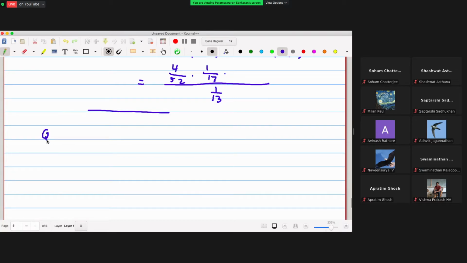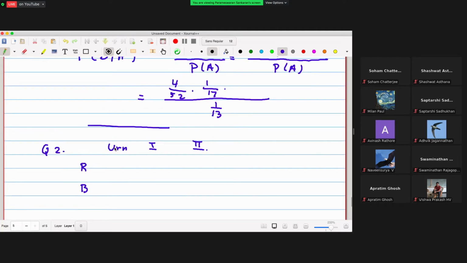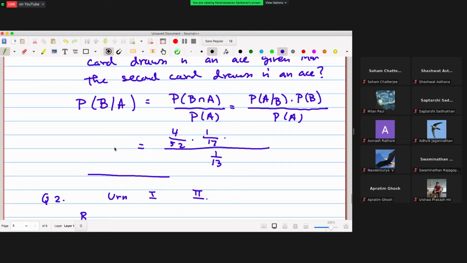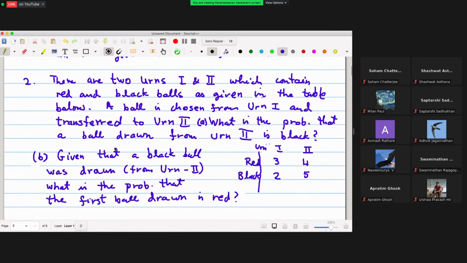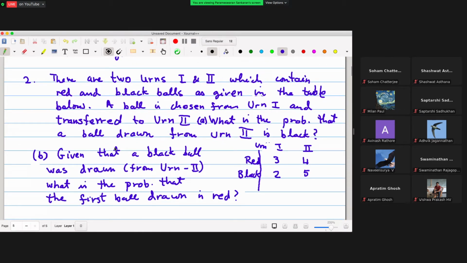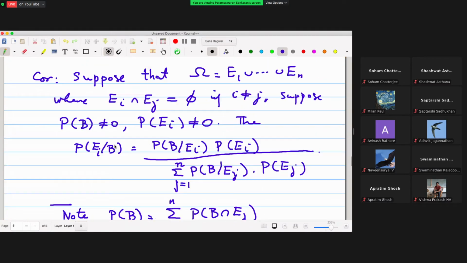So question 2: urn 1 and 2, with red balls and black balls. What are the compositions? I wrote something, can't remember what I wrote. Maybe pick some random numbers: 3, 2, and then 4, 5. Okay. Yeah.